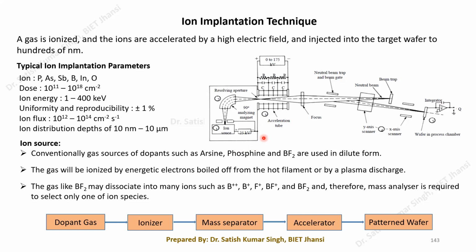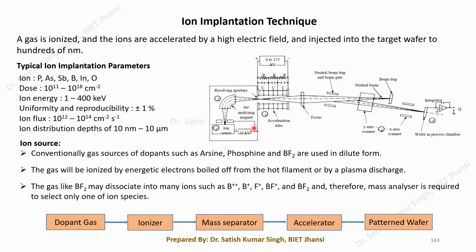So we need to have a solid source or a gaseous source, and then we need to bombard it with a very high energetic electron beam so that these gas sources or solid sources will be able to generate the ions of a particular dopant material. Okay, that system will be used here. Basically we need a particular hot filament that will be able to generate very high energy electrons, or we can also use a plasma discharge for this purpose.